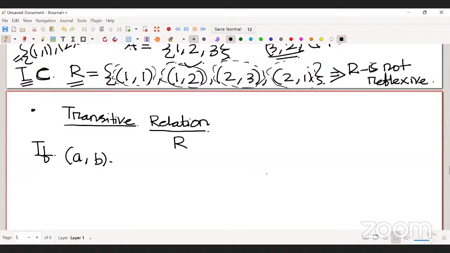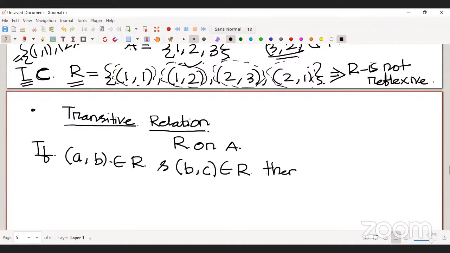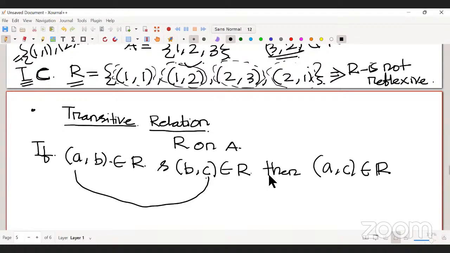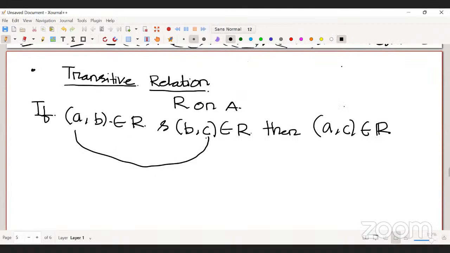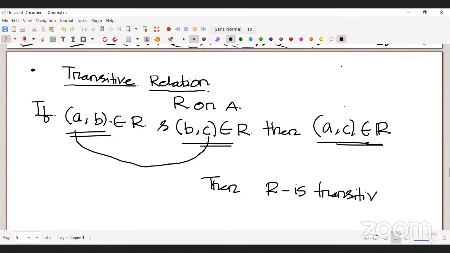Suppose R is a relation on A. I can say that R is transitive if (A, B) is inside R and (B, C) is inside R, and this should imply that (A, C) is in R. If (A, B) is in R and (B, C) is in R implies that (A, C) is in R, then I can say that R is a transitive relation.